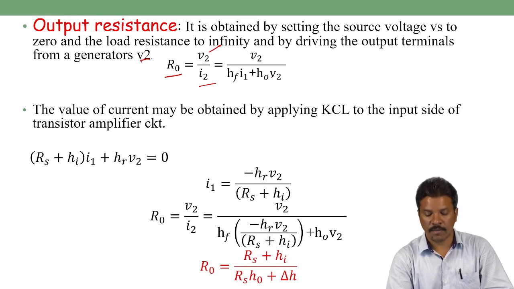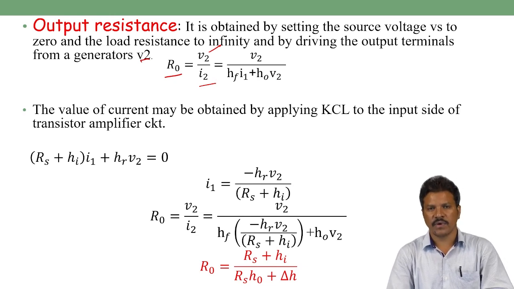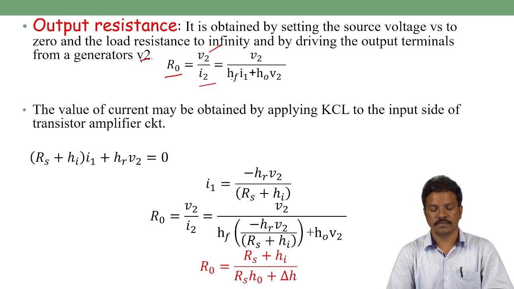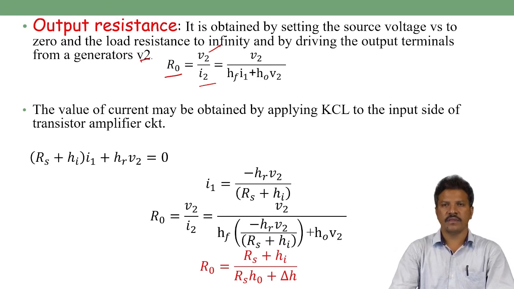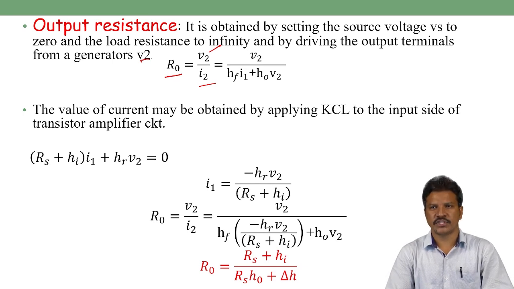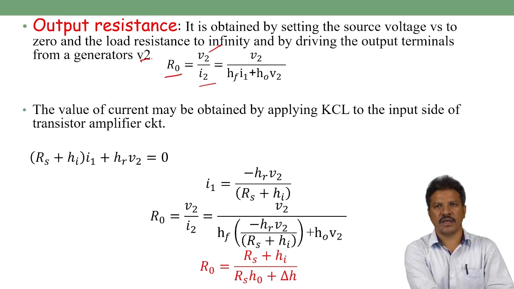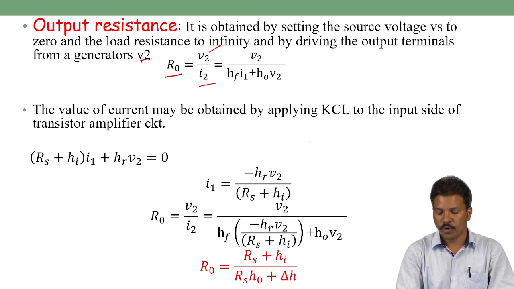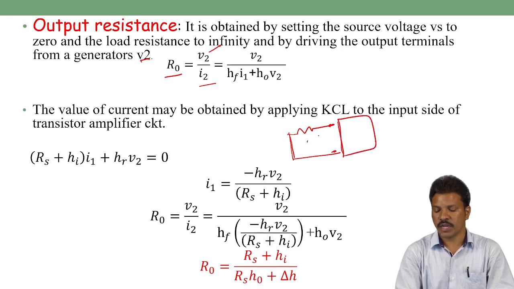So V2 divided by I2, considering the h parameter model equation, I2 is equal to hf I1 plus ho V2. The value of current may be obtained by applying Kirchhoff's current law to the input side of the transistor amplifier. So by considering the input Kirchhoff's voltage law, the short circuit at the input side, one Rs resistance, and port 1 start here. So here is the transistor, so we can apply it here.